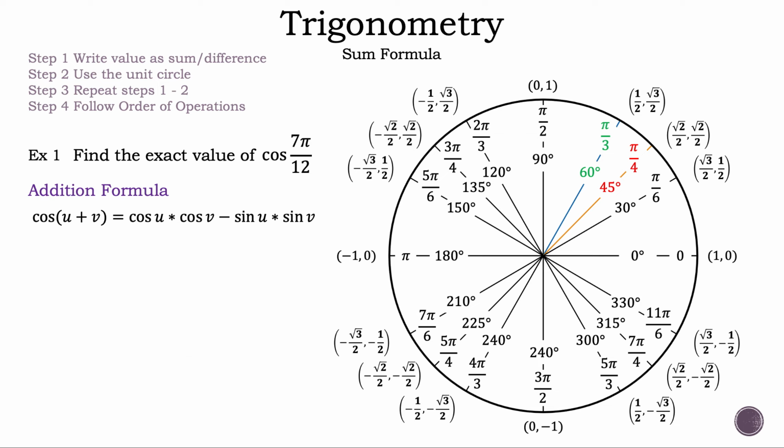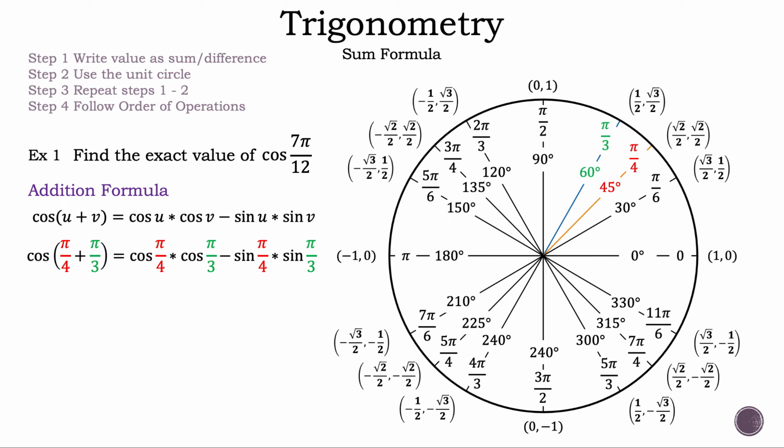Now let's write down the addition formula that we need. So we have cosine of u plus v is equal to cosine u times cosine v minus sine u times sine v. We have our u, which is pi over 4, and we have our v, which is pi over 3. Let's substitute pi over 4 for each u, and pi over 3 for each v. Now we need the points on the unit circle.